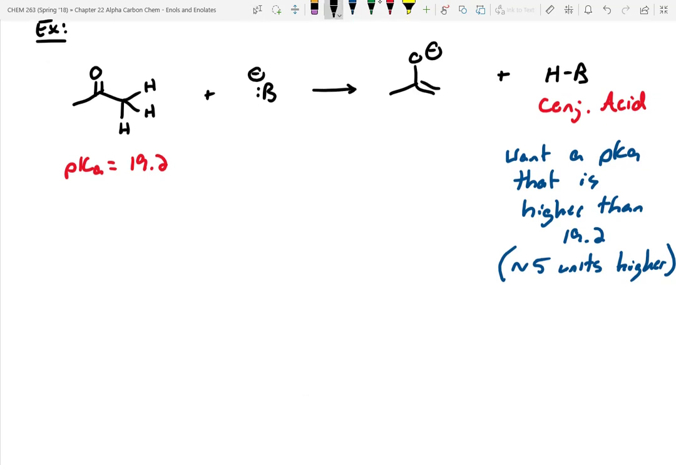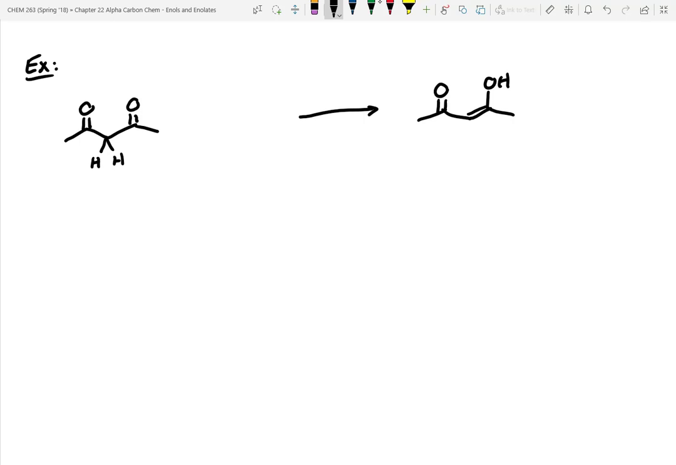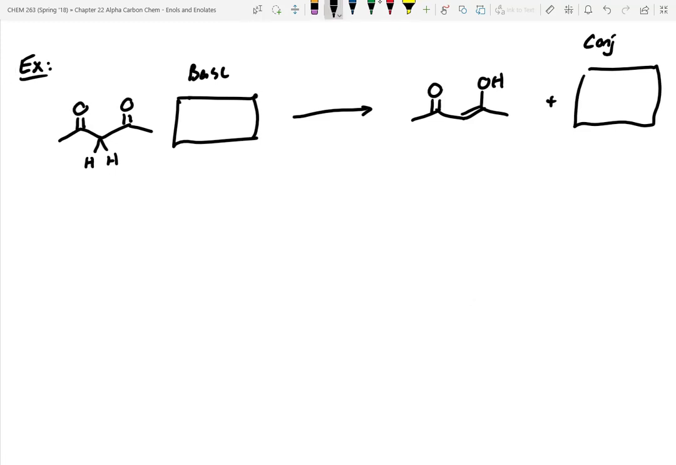Okay, so let's take a look at a second example. And we'll try to use a real base this time. Just like before, we said that the interior alpha protons are going to be way more acidic because they have more resonance stabilization. And in this situation, we want to form our enolate, or we can even just say enol for this example. And then we've got to think about our conjugate acid and the appropriate base, right? So I'm just gonna write base up here. Then over here, I'm gonna write conjugate acid.